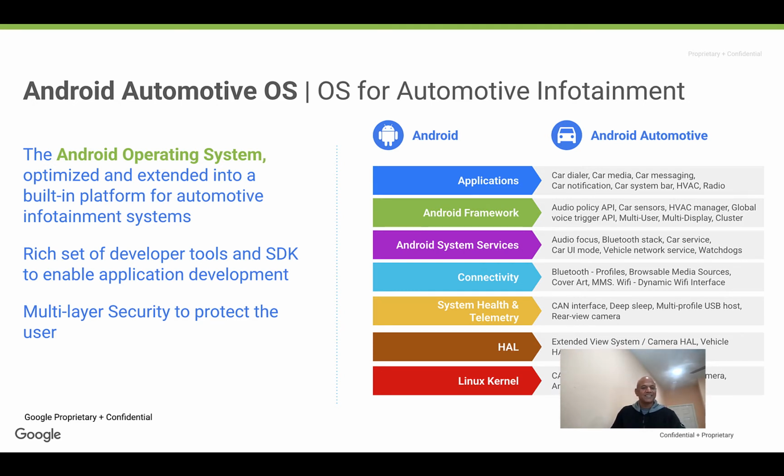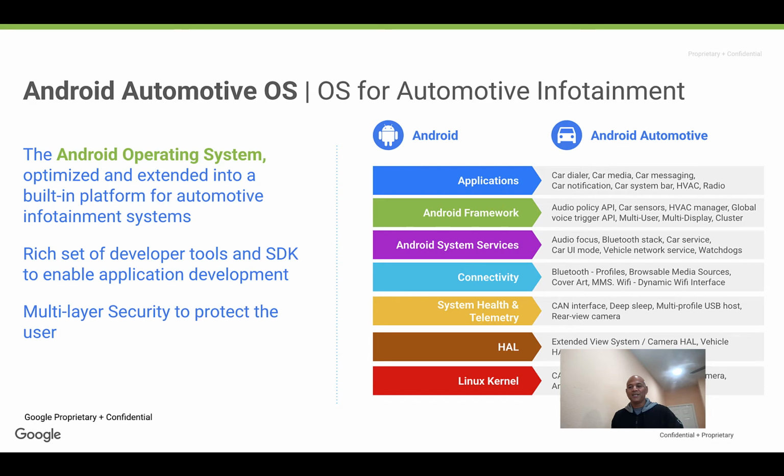In addition to this, extension and enhancement of the multi-layer security that we're all familiar with in Android phones into cars. And to give you a little bit of a flavor of the enhancements from the applications to the Linux kernel, I'll just touch upon a few of them. In the application tier, we've introduced support for system UI, specifically suited for automotive use cases. And in framework, support for multiple displays, multiple audio zones, multiple users, cluster, and so on.